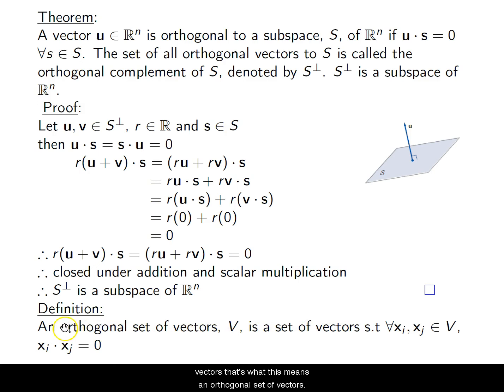That's what this means. An orthogonal set of vectors V is a set of vectors such that for all x_i and x_j in V, meaning I'm just taking two random vectors in V, they will always have a dot product of 0. So all of the vectors in here will dot product to 0 if you take any two of them. That's the definition.